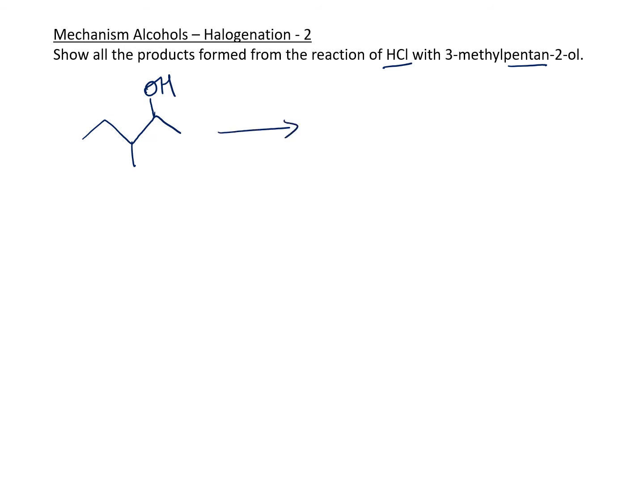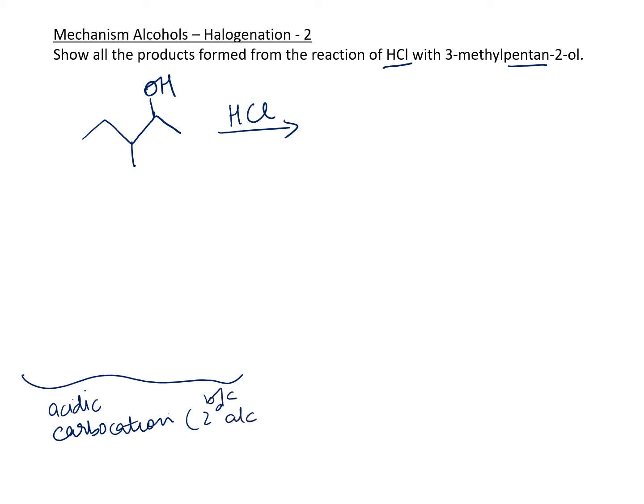So I know that if I treat this with HCl, I have a few things that I should keep in mind. And those three things are that this is going to be an acidic mechanism because HCl is, of course, hydrochloric acid. The other thing is that I'm going to have a carbocation because I have a secondary alcohol. So I'll have a carbocation, and as soon as I have a carbocation, I have to think about whether there is going to be a rearrangement or not.